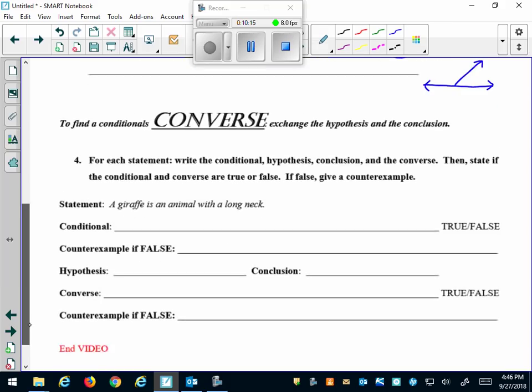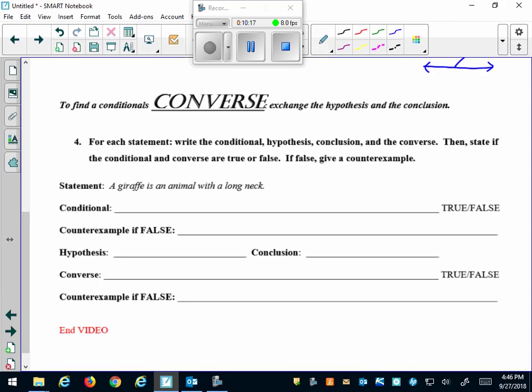Okay, to find a conditional's converse, what you do is you switch the if with the then, basically, the hypothesis and the conclusion. So for each statement, write the conditional, the hypothesis, the conclusion, and the converse. Then state if the conditional and converse are true or false. If false, give a counterexample. So you have: a giraffe is an animal with a long neck.